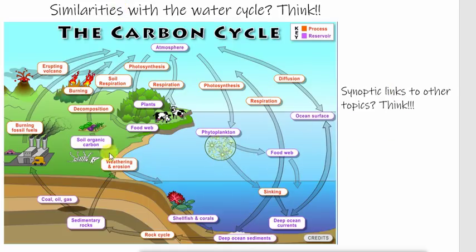Synoptic links to other topics: links to coasts through weathering and erosion. You've got erupting volcanoes, linking to the tectonic hazards topic. What else have we got? You might link it to superpowers with access to resources and energy. So when you look at things, you should have been doing it from the start of the course, but particularly now you've studied a lot of the topics, it should be clicking a little bit. You should be thinking, yeah, that's familiar, I've studied that in regeneration, or I've studied that in coasts.